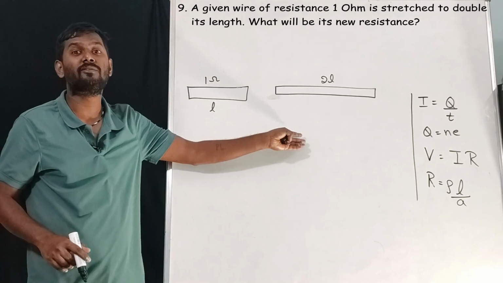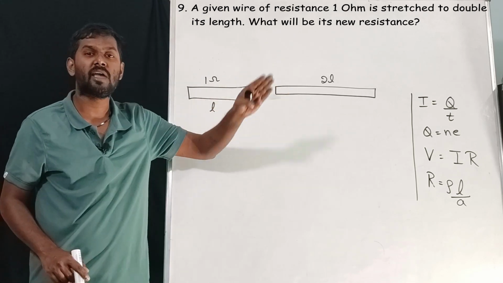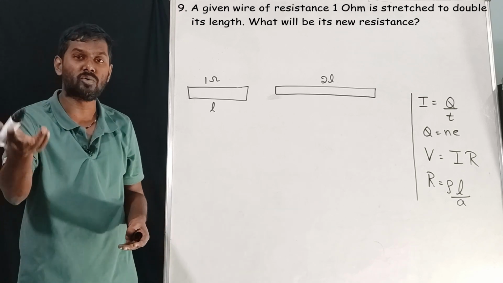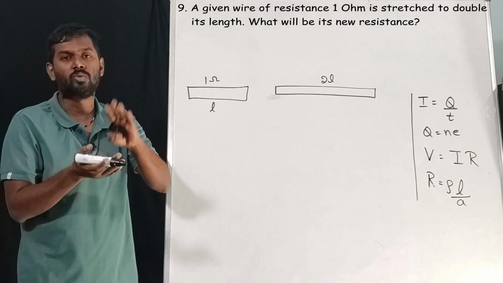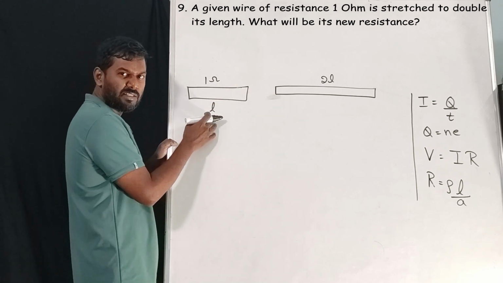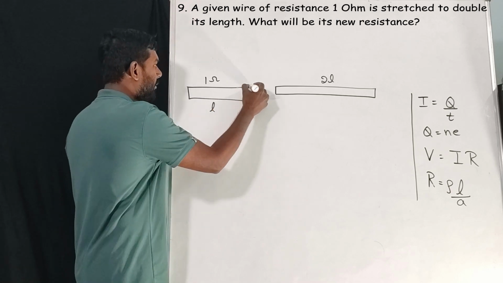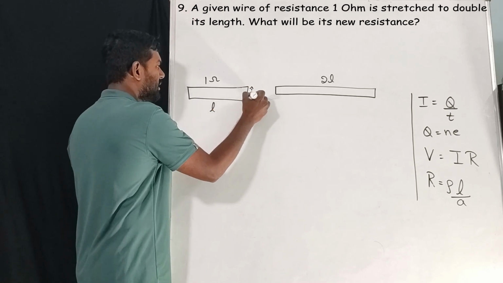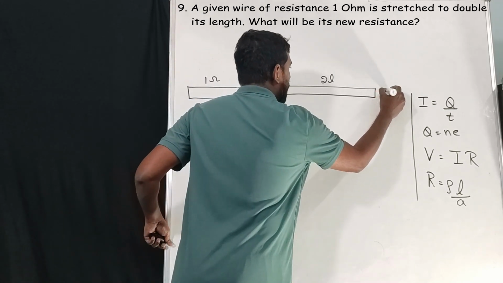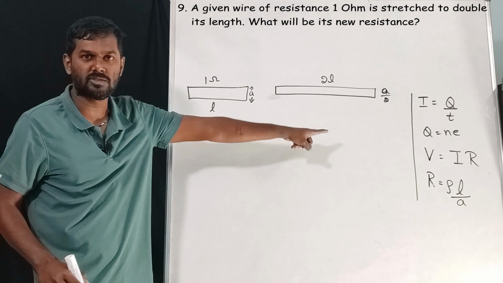And we know area will decrease 2 times only. If the length increases 3 times, then area will decrease 3 times. Vice versa. If area increases 2 times, length will decrease 2 times. That's it. Now you need to know this one. Initial value of length is L. Now it is 2L. Initial value of area is A. Now it is A by 2. Correct. If the length increases 2 times, area decreases 2 times.